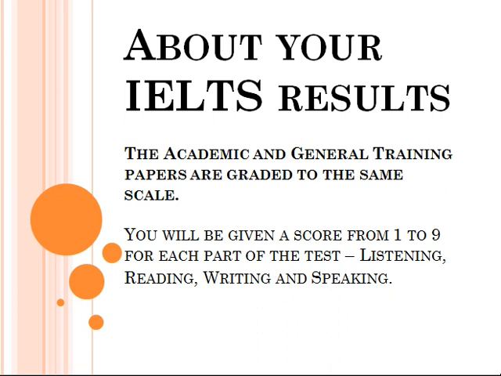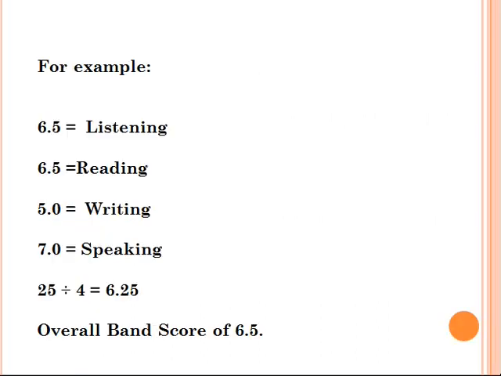to the same scale. You'll be given a score from 1 to 9 for each part of the test, including listening, reading, writing, and speaking. For example, you'll get 6.5 for both listening and reading, 5 for writing, and 7 for speaking. All those 4 will be added and then divided by 4, an average of 6.25, and your overall band score is obviously 6.5.